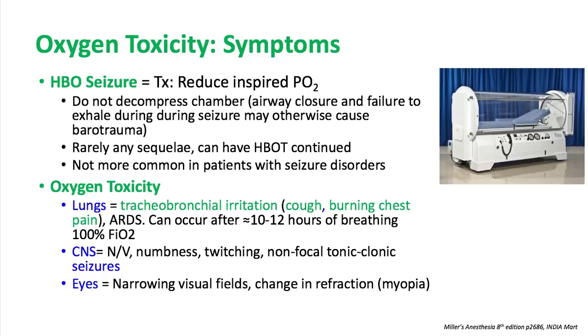In the brain, other than the seizures, they can have nausea, vomiting, and twitching. And in the eyes, they can get changes in their visual fields and their ability to refract and see well. So the lungs, the brain, and the eyes, oxygen toxicity targets. These are symptoms of oxygen toxicity, such as tracheobronchial irritation in the lungs.